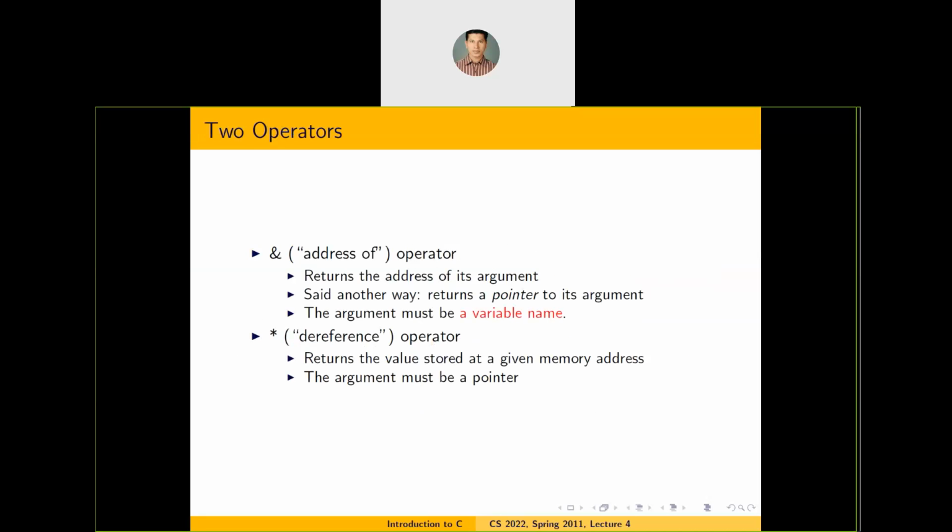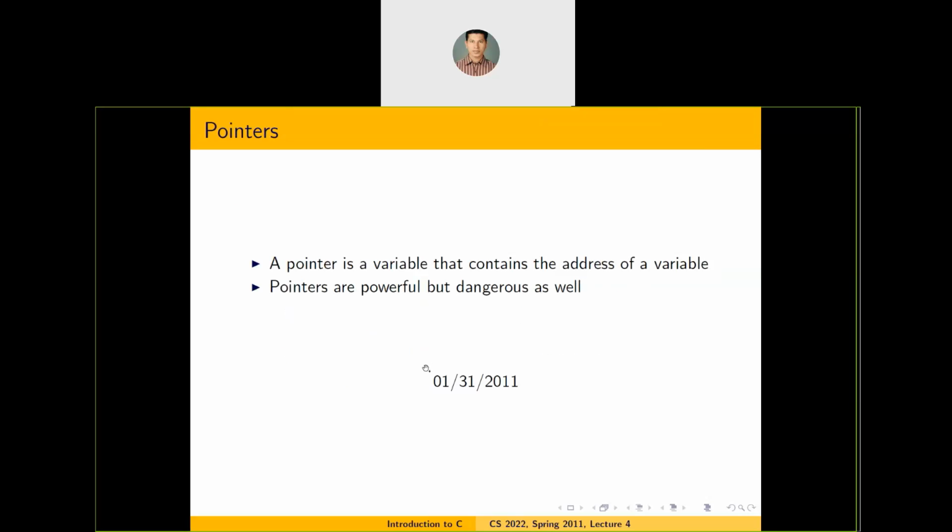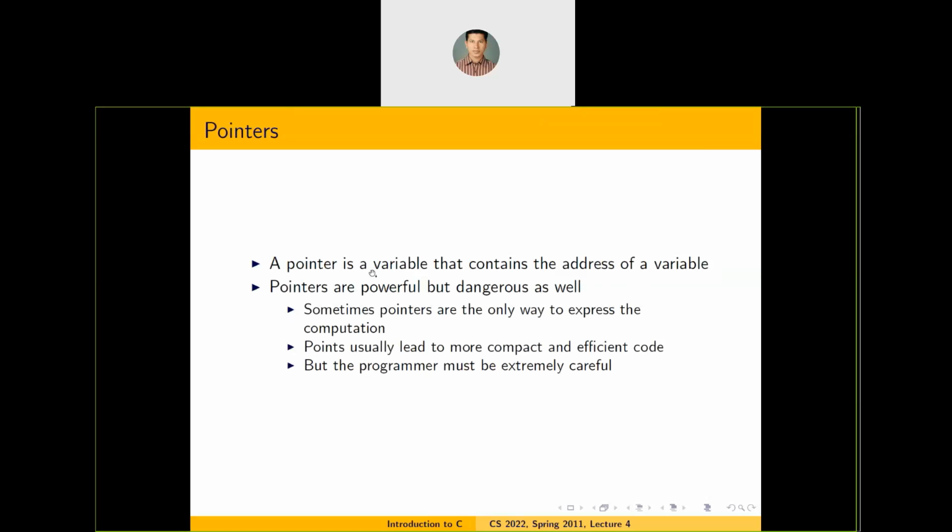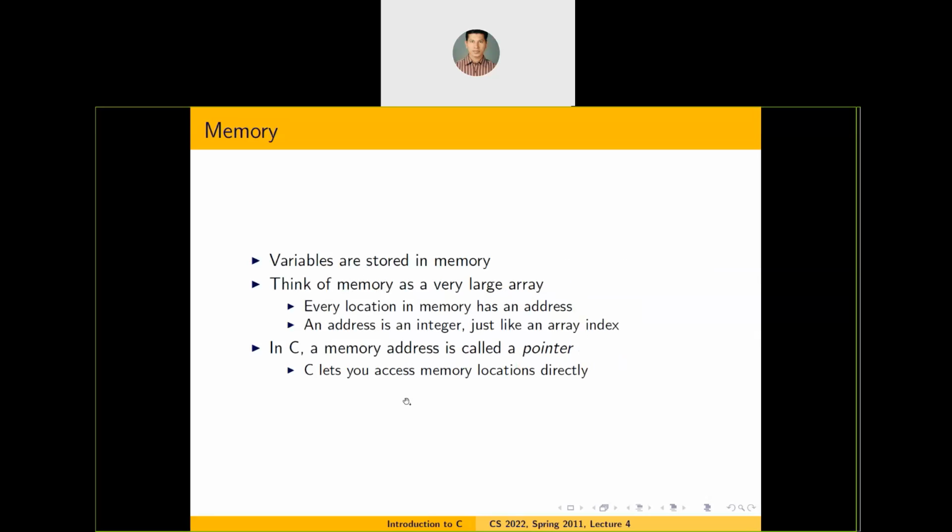Yesterday we discussed what the operator is, and what the address-of operator is. This is how we get the address. And star is the dereference operator. So, what is a pointer? A pointer is a variable that contains the address of another variable. Pointers are powerful but dangerous as well. Sometimes pointers are the only way to express the computation. We have discussed these things.